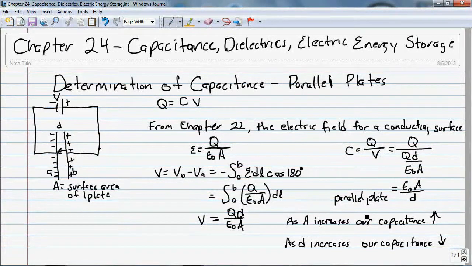Now, in the next videos we'll look at some other configurations and find the capacitance for them.